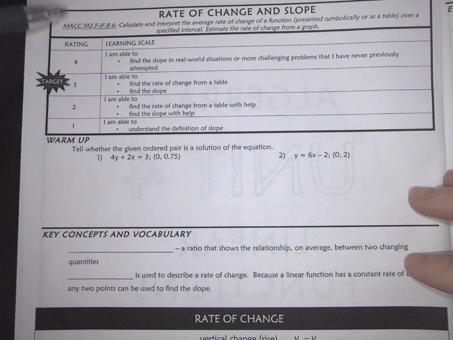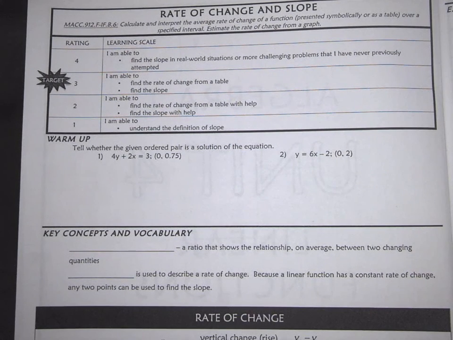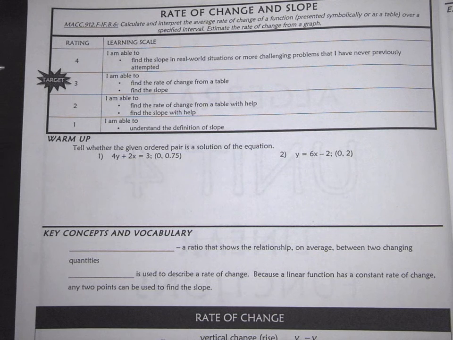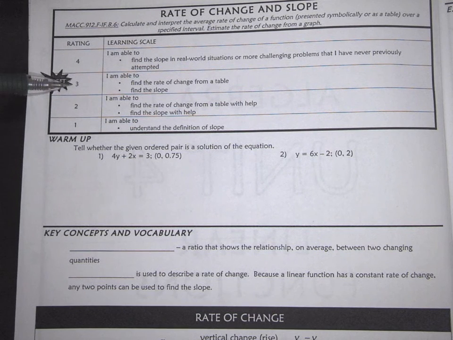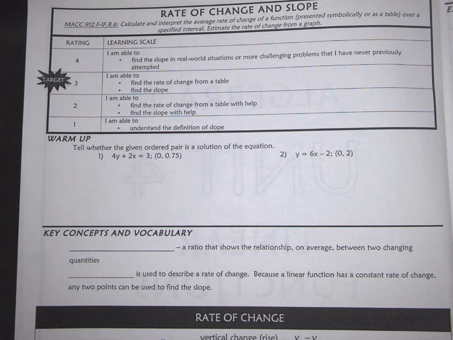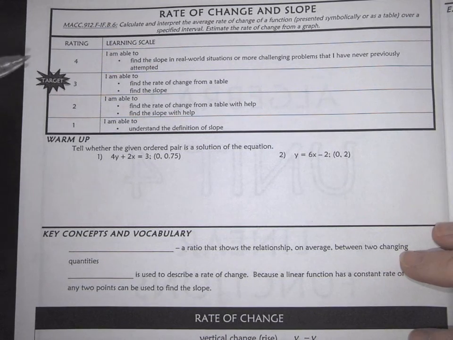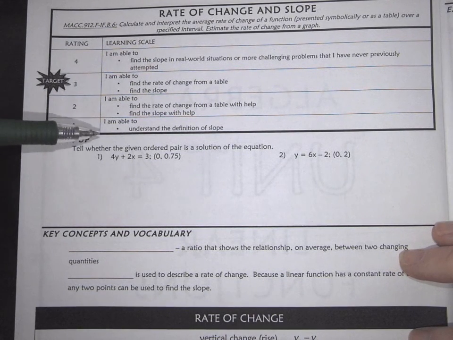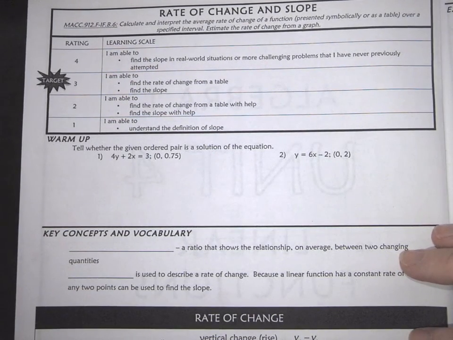So we're going to be looking at rate of change and slope, and hopefully by the end of this lesson you'll be able to find the rate of change from a table as well as find the slope, and potentially be able to do that for a real world situation. So first we're going to look at, does the given ordered pair, is it a solution of the equation?